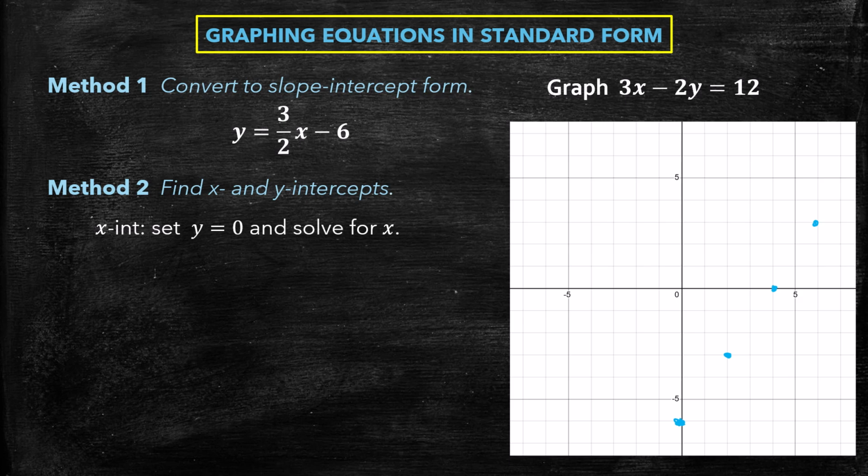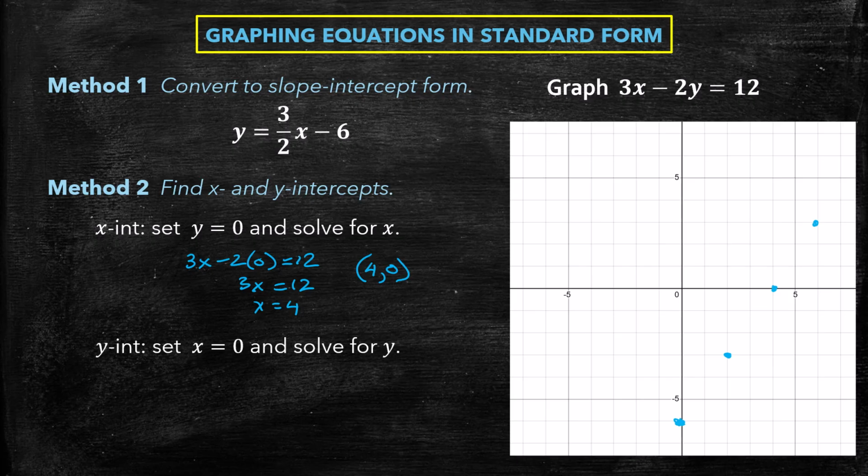So this is the trick. To find the x-intercept, we set y equal to 0 and solve for x in the equation. So we have 3x minus 2 times 0 equals 12. 3x equals 12, which means x equals 4. And that means that the x-intercept is 4, 0. Similarly, the y-intercept, oh right, and there's 4, 0. Sorry, let me just clarify that. We sort of saw that coming.